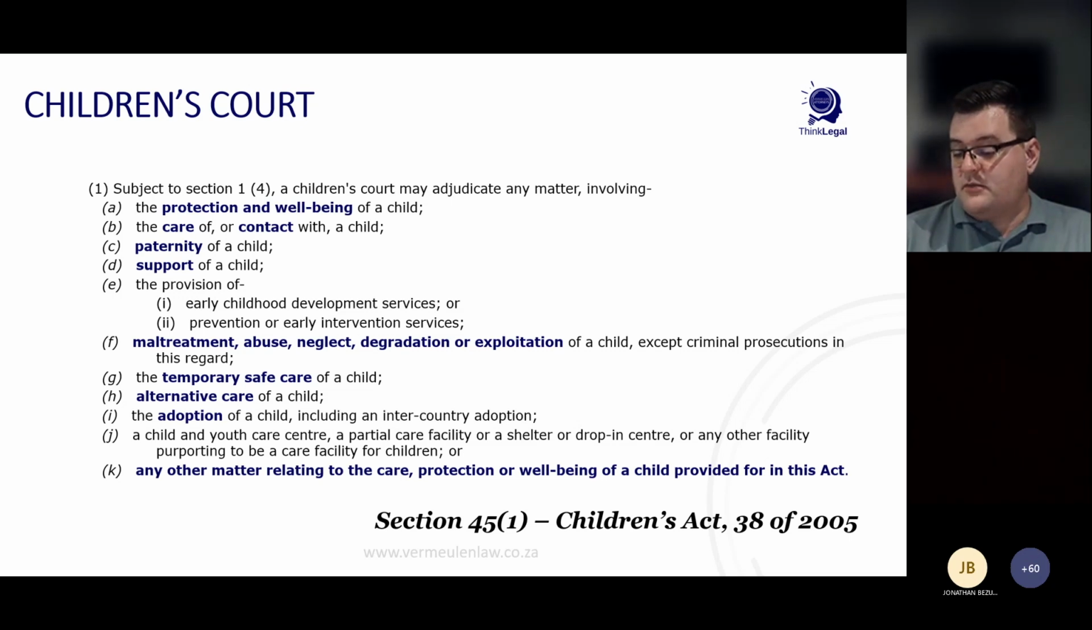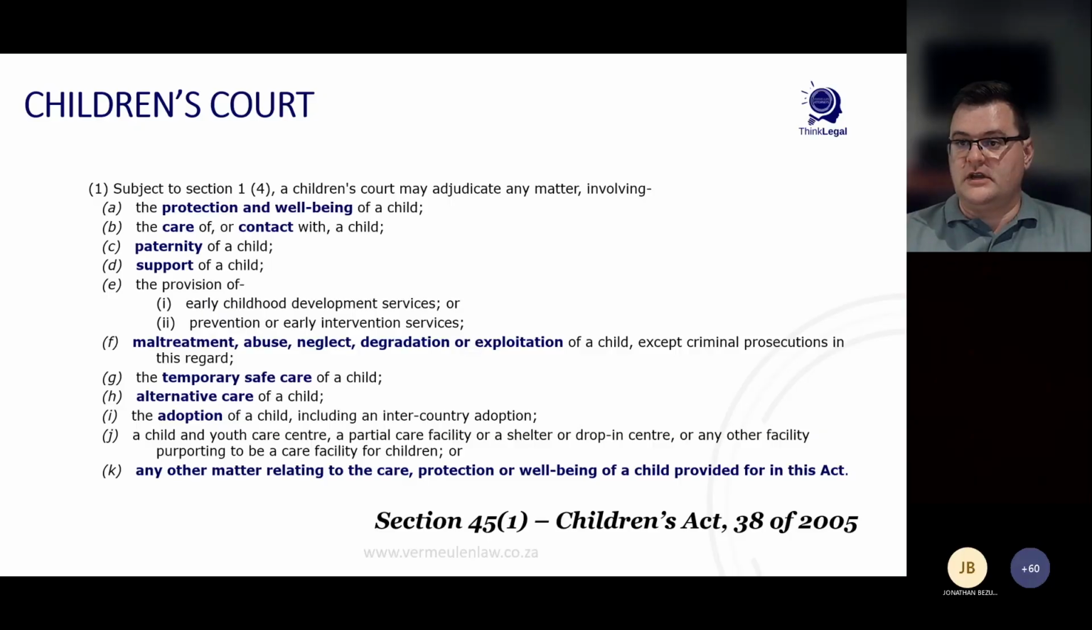Very importantly, folks, primary residence, whilst we use it all the time, is not a recognized term in the Children's Act. We talk about care and contact, both of which are very thoroughly defined in the Children's Act. And I would go so far as to say the concept of primary residence really finds its foundation and its roots in the parental responsibilities and rights of care and contact.